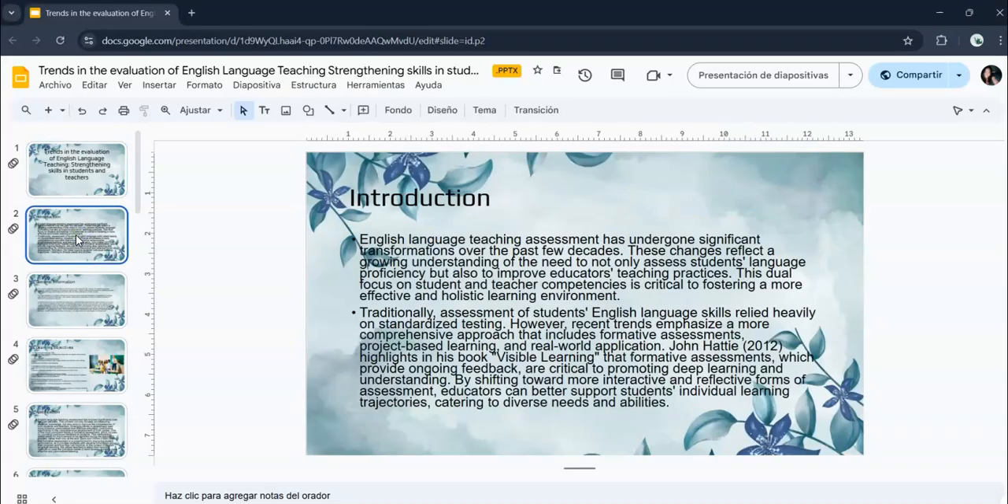Introduction. English language teaching assessment has undergone significant transformation over the past few decades. These changes reflect a growing understanding of the need to not only assess student language proficiency, but also to improve educator teaching practice. This dual focus on students and teacher competencies is critical to fostering a more effective and holistic learning environment.